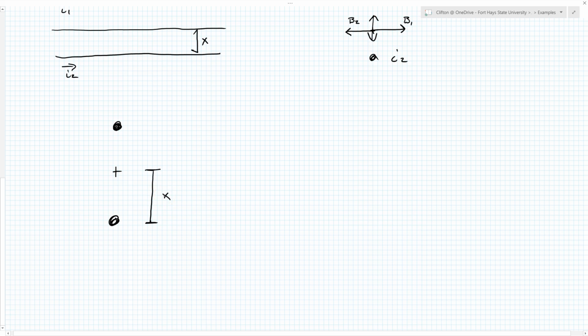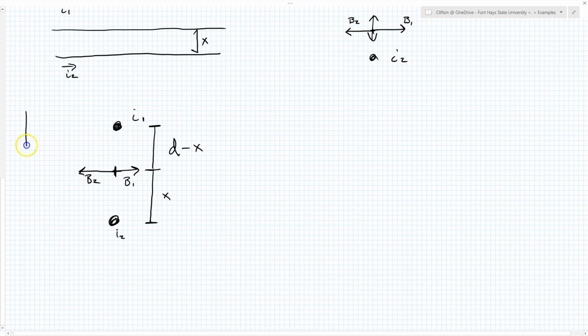We know that the magnetic field due to current 2 is going to point like this. And we know that the magnetic field due to current 1 is going to point like this. The distance from current 1 to this position would be this length here, and that's going to be the distance between the two wires, which is d minus this distance x.